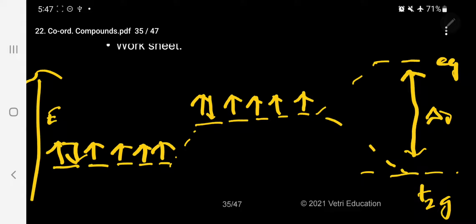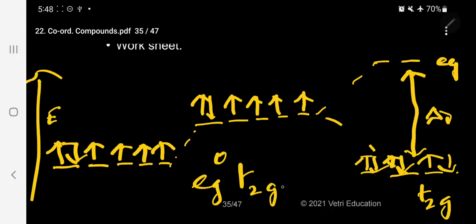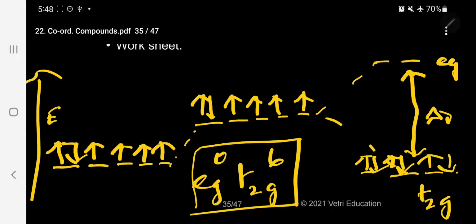So what will happen now? When it splits into 2 groups because of a strong ligand, the electrons are going to fill up the T2g orbitals first, and only then Eg. So 6 electrons: number 1, 2, 3, 4, 5, 6. All the 6 electrons are occupied in T2g, and Eg has no electrons. So I can write simply Eg 0, T2g 6. Please follow. This is our electronic configuration.